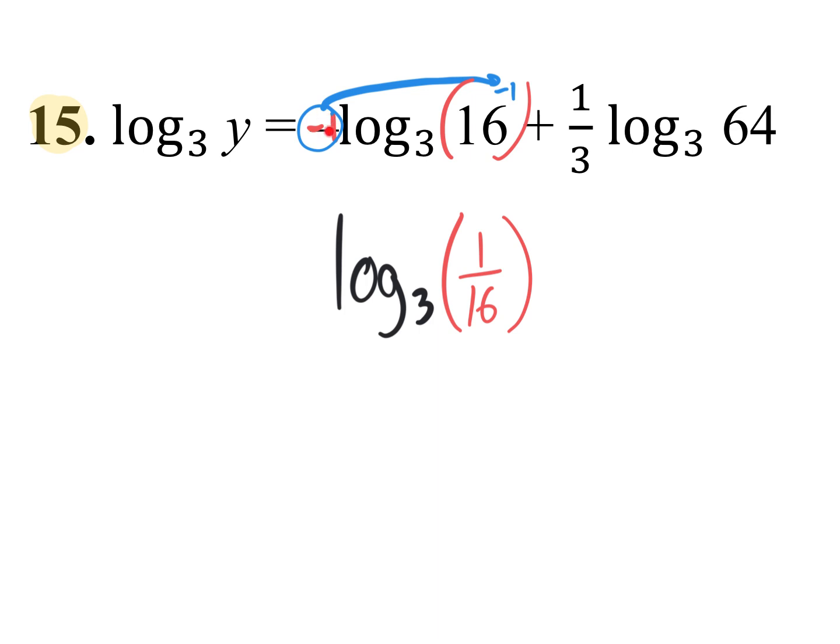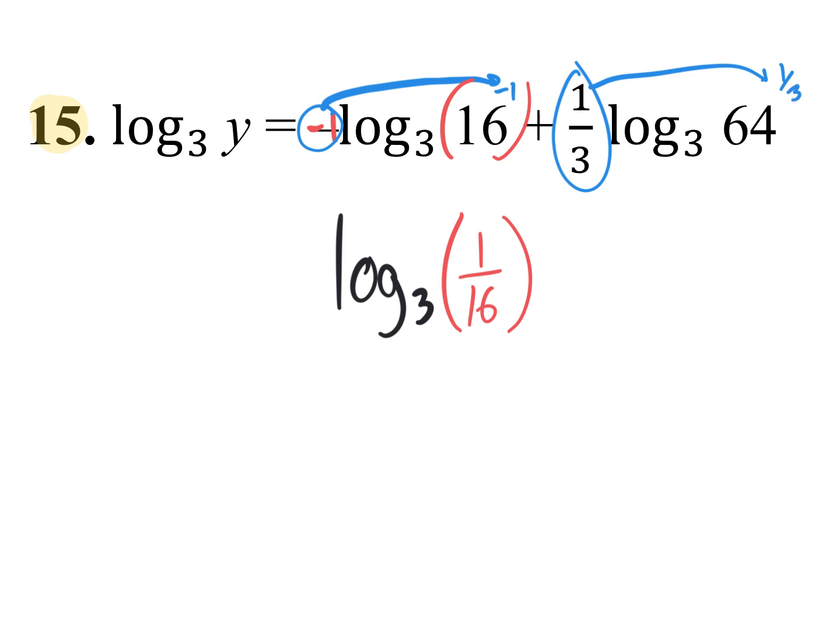Again, this is a -1. You're going to use the power property to move it up to become a power. And 16 to the -1 becomes 1/16. And we're going to do the same thing with this 1/3 multiplied by log base 3 of 64. I'm going to take that 1/3 and move it up to become the power of 64. So 64 to the 1/3 power is what I really have.